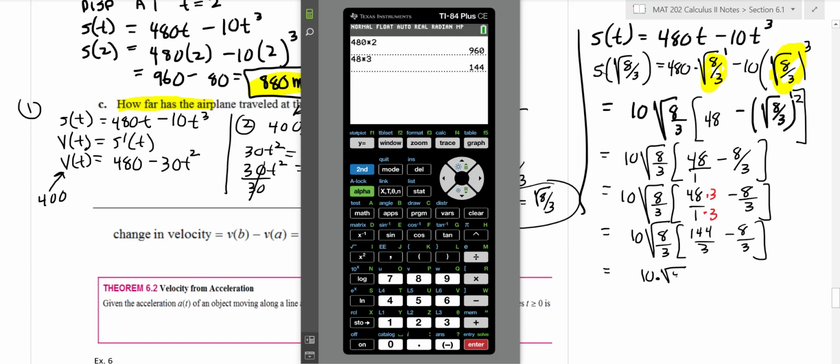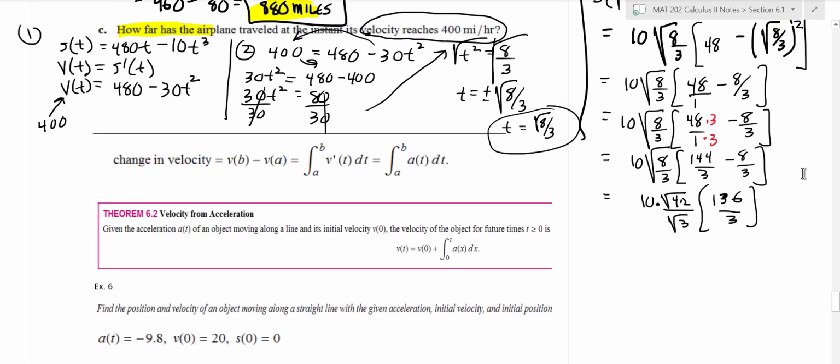square root of 8, I'm going to break down into 4 times 2. I'm going to leave the square root of 3 the way it is. 144 minus 8, we're going to work that out. So that's 136 over 3. Okay, like this. Just hang in there with me because I want to run through some of this arithmetic when we do this. So now I've got 10 square root of 4 is 2. Whoops, it's going to be a 2.